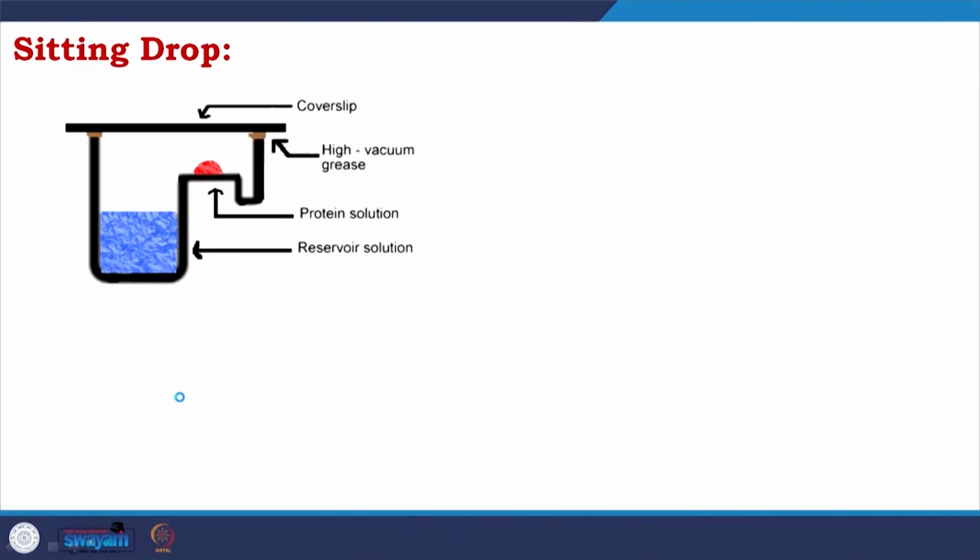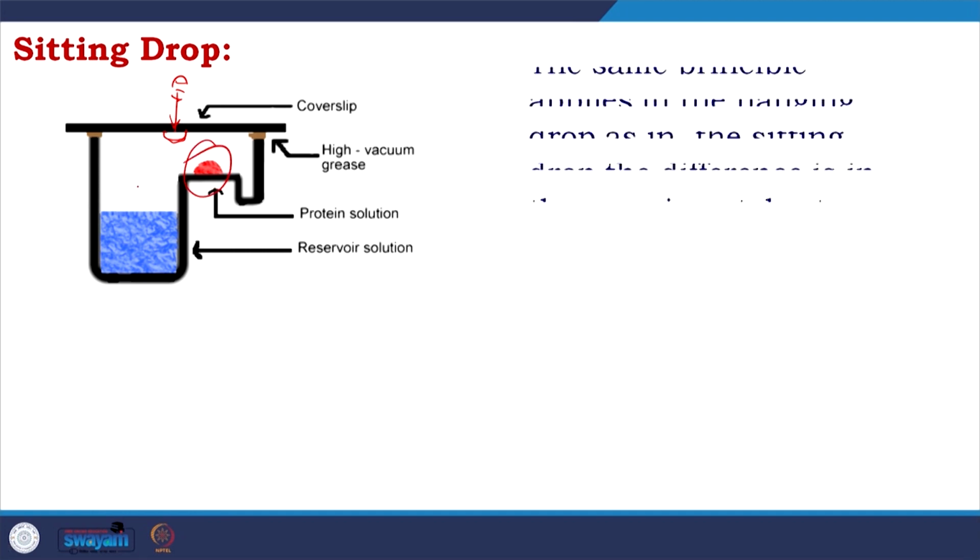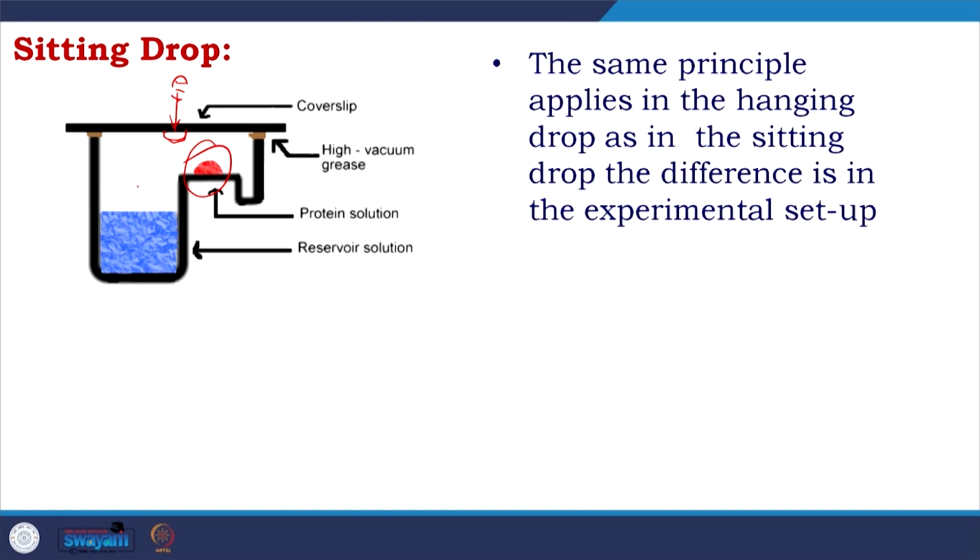Sitting drop is mostly like hanging drop. Here the cover slip is there, but the drop is not hanging. It is not hanging from here like in hanging drop. It is sitting in a place. That's why it's sitting drop. The same principle applies in the hanging drop as in the sitting drop. The difference is in the experimental setup.